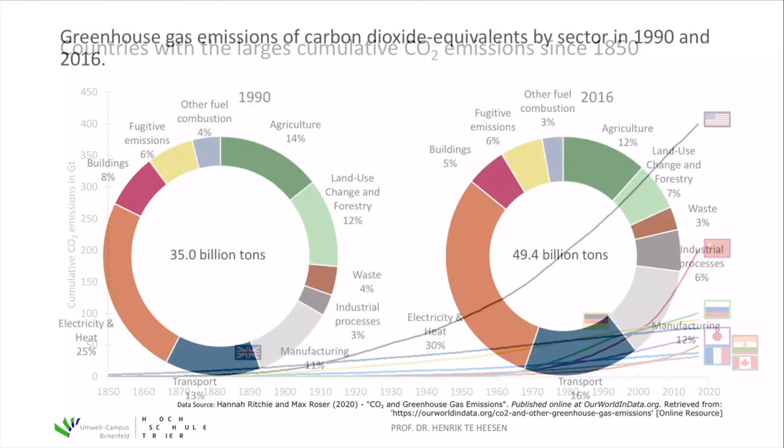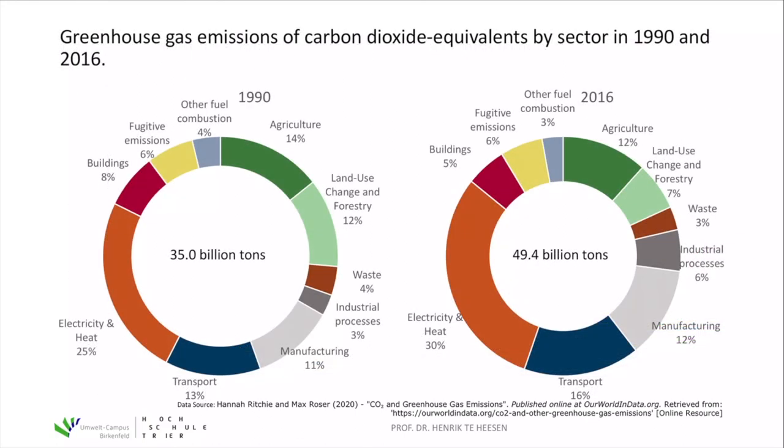observing at the moment. If you take a look at the greenhouse gas emissions in carbon dioxide equivalents by sector in 1990 and 2016, we can see how the different sectors contribute to greenhouse gas emissions. We take a look at carbon dioxide equivalents in this case, so we also consider methane, nitrous oxide, etc., and calculate their influence on the greenhouse effect, so that we can talk about carbon dioxide equivalents.